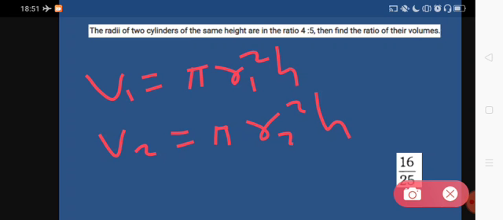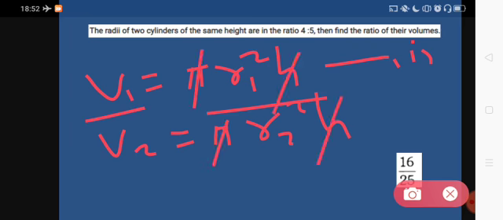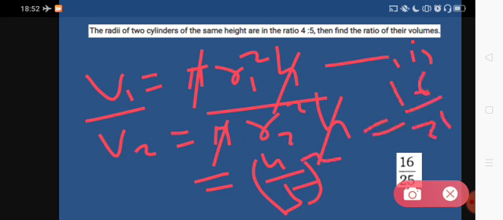Now we will divide equation 1 by equation 2. Pi will cancel, h cancels. The radii of two cylinders of the same height are given; the ratio of radii is given, then find the ratio of their volumes. Radius ratio 4:5, square is 16 upon 25. 16:25 will be the ratio of their volumes.